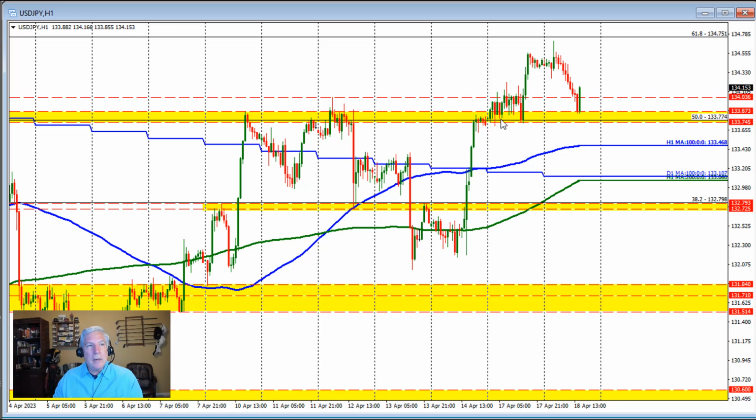And in trading on Monday's trade, we found support near that level and pushed to the upside. So we are back down, testing that area. The 100-hour moving average of 133.46 would be a target if we break below the 77 level.